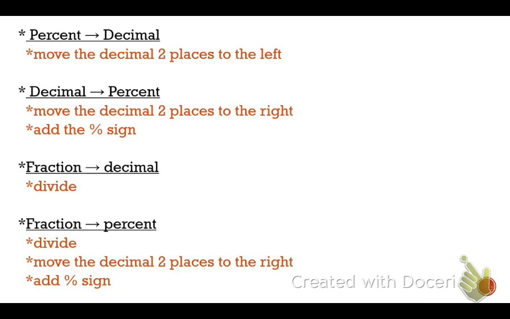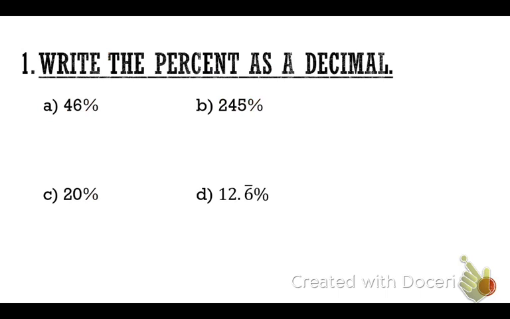Next up, a fraction to a decimal, what's my main thing I have to do? You're simply dividing it. And then the fraction to percent, you're going to divide it, move 2 places to the right, and then add the percent sign. So let's go ahead and start with this first one right here. It says to write the percent as a decimal.